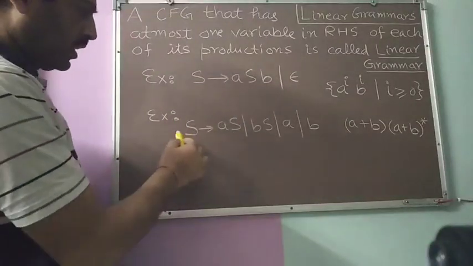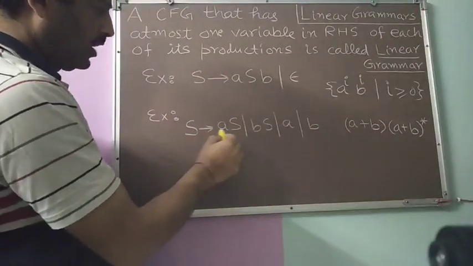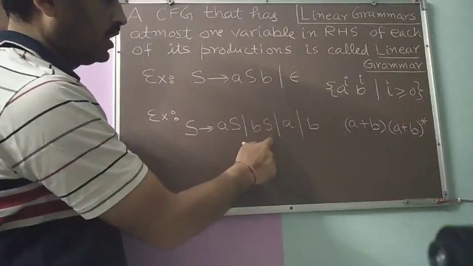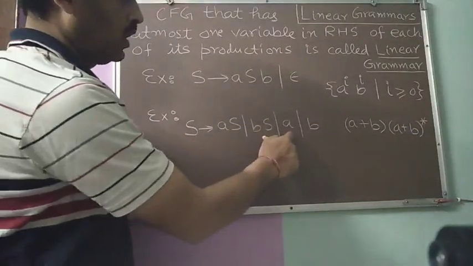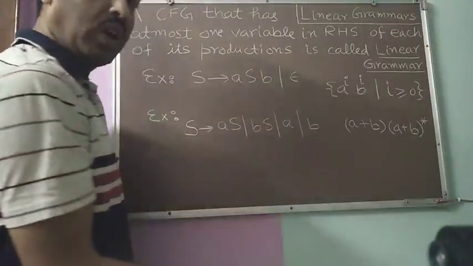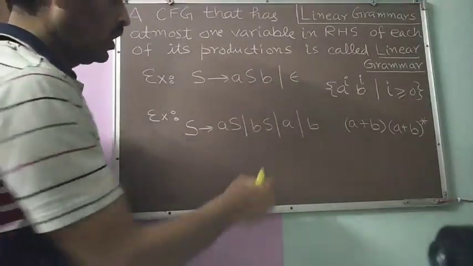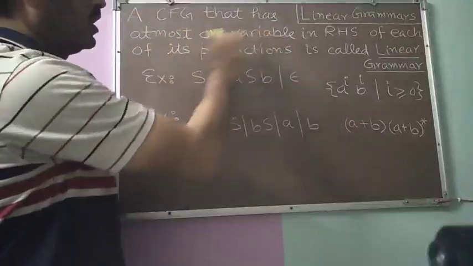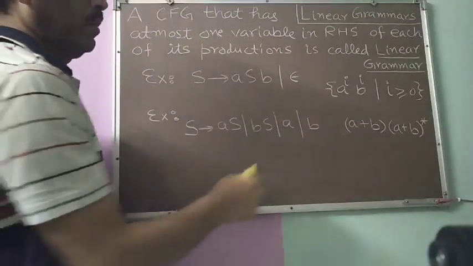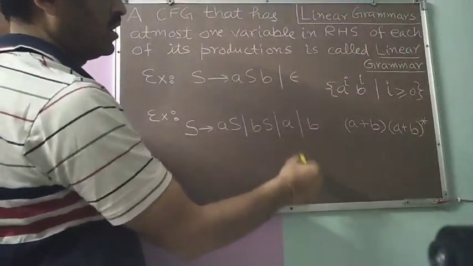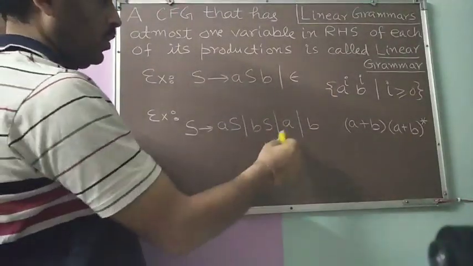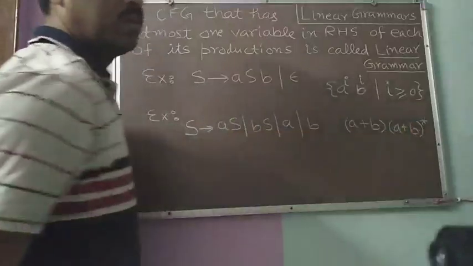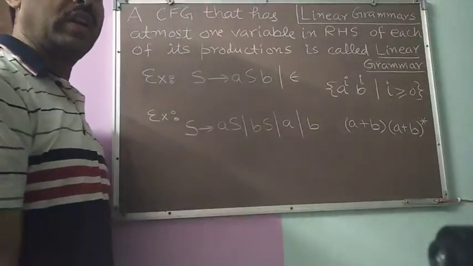Take the second example. In this example also, we have four productions. S to aS: on the right-hand side we have only one variable. S to bS: on the right-hand side we have only one variable. S to a, we do not have any variable. S to b, we do not have any variable. We have only terminals here. So in all the productions, on the right-hand side there is at most one variable. As per the definition, this is also a linear grammar. The language corresponding to it we can simply understand is a plus b plus, the positive closure of the set {a, b}. So the regular expression is (a+b)*. This is the basic definition of linear grammars.